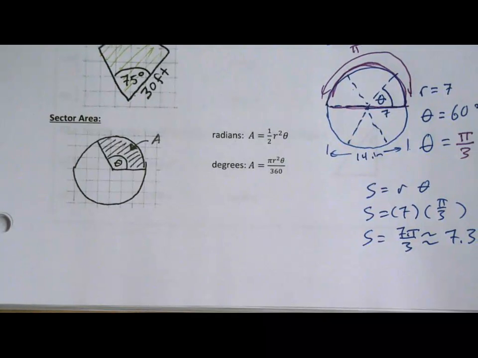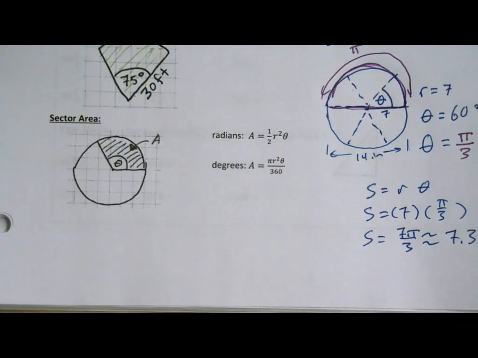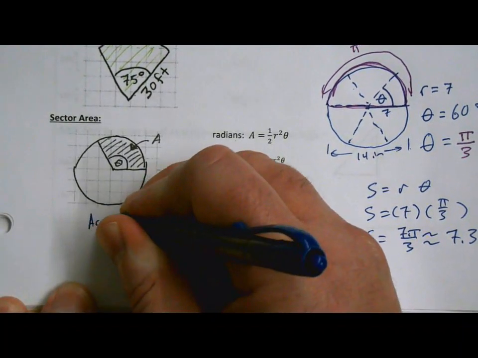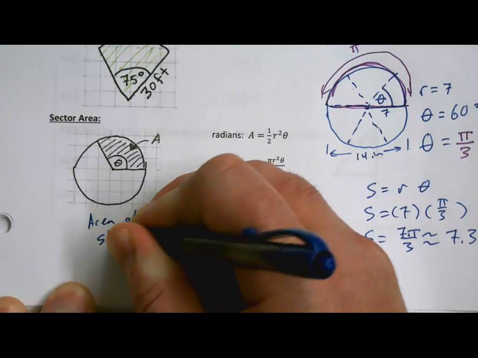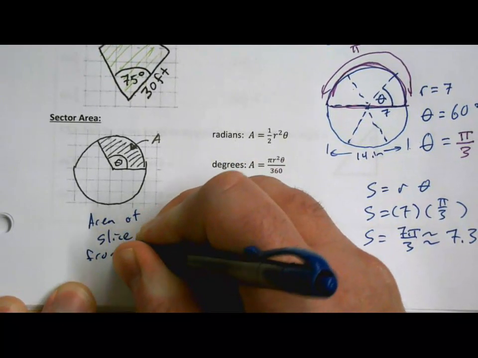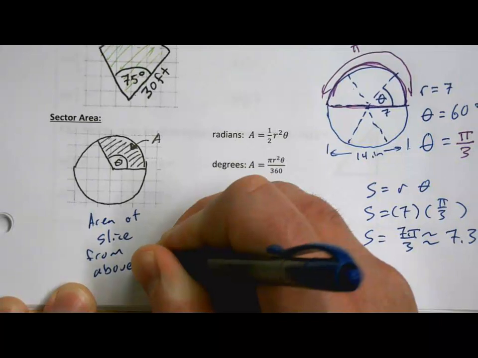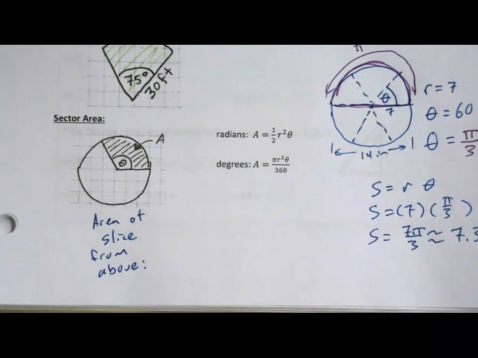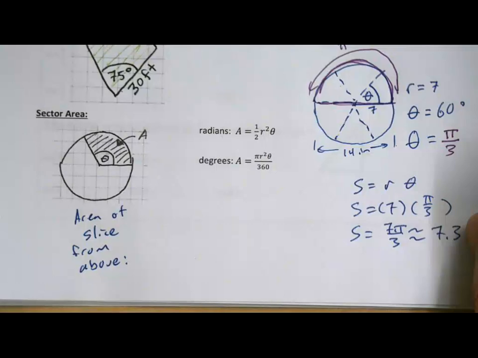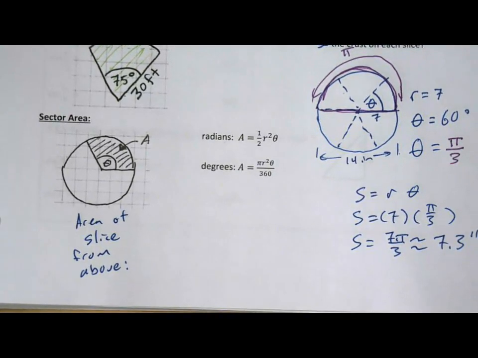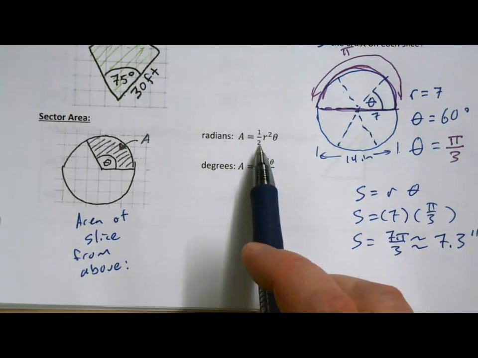Before we move on, we don't have an example for sector area, so let's just do the area of our slice. We have everything we need. We've got our radius. We've got our angle. Again, I'm going with the radians formula.